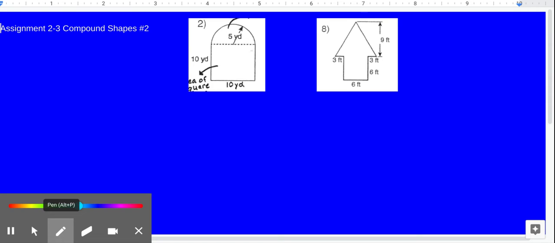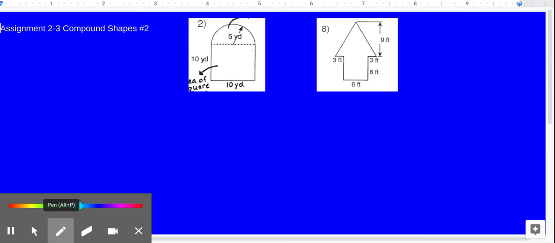Okay, we're in assignment 2-3. You are asked to find the area of different kinds of compound shapes. And we did the same thing in assignment 2-2, only this time we have a couple of shapes that are different than the last worksheet. So problem 2 and problem 8 represent two different kinds of problems.